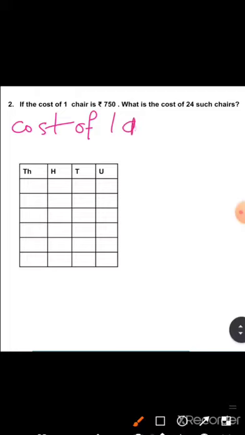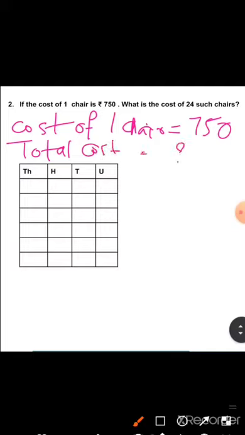Cost of one chair is equal to 750. We need to find out the total cost. 750 multiply by 24. 4 0s are 0, 4 5s are 20, 0 down, 2 carry forward.